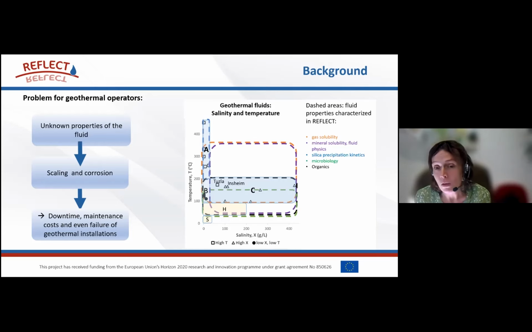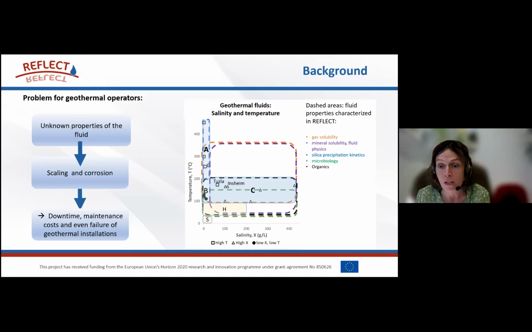These are very typical fluids, for example from sedimentary basins, that can have very high salinities but typically not so high temperatures. Or we have the type A fluids with very high temperatures, more than 200 degrees, up to 400, but usually lower salinities, up to seawater salinity. The other types of fluids also exist, but they are not such a challenge, because here the properties are better understood.